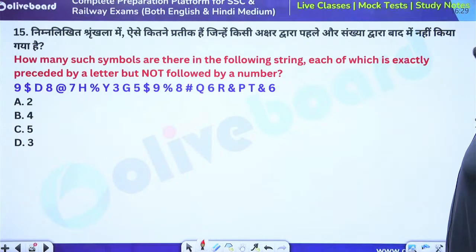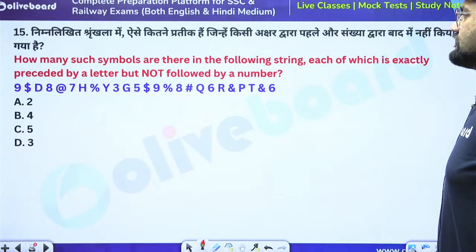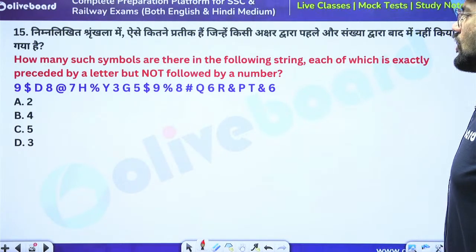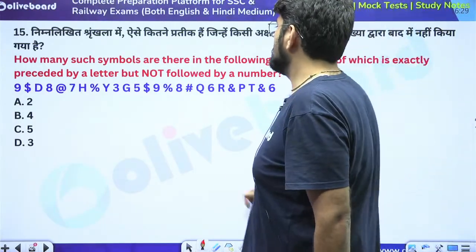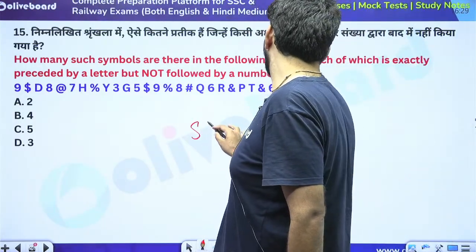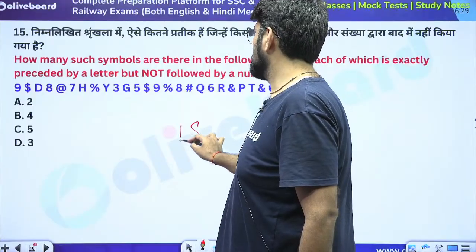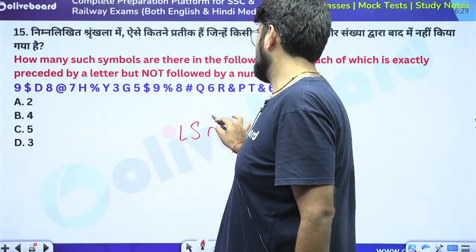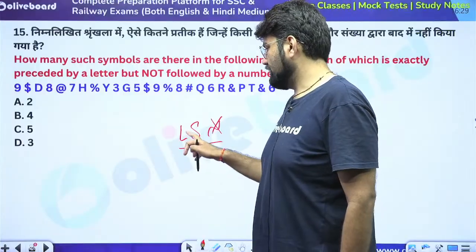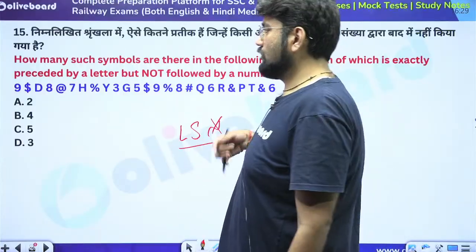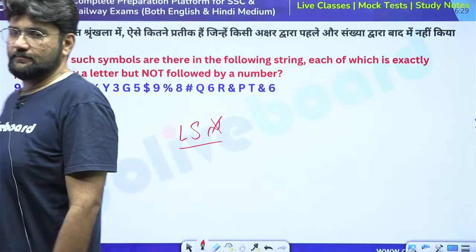How many such symbols are there in the following string, each of which is exactly preceded by a letter but not followed by a number? You need to find out symbols in the following string, each of which is exactly preceded by a letter but not followed by a number. So you need to find a combination of letter and symbol which should not be followed by a number.